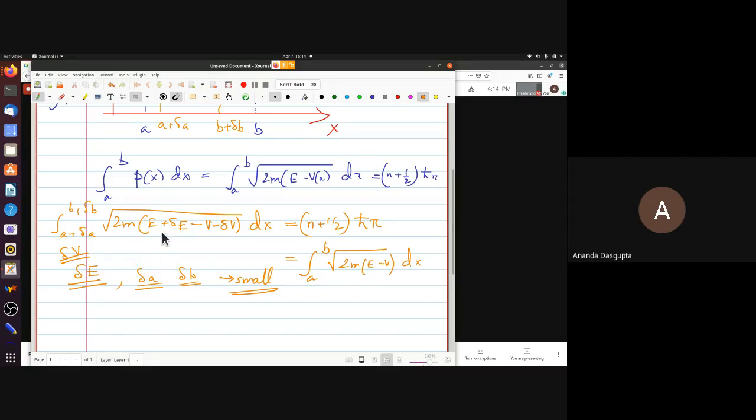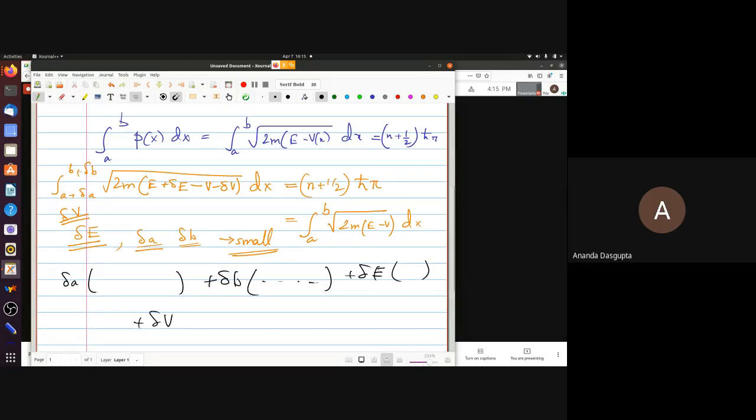So what we have here is we need to calculate what is the change here. So let's figure out the changes. There will be a term delta A into whatever first change occurs due to the first order variation of A, then delta B into whatever variation occurs due to that, plus delta E into whatever variation occurs during that, plus delta V into whatever variation occurs due to that, and all of these have to together add up to 0.